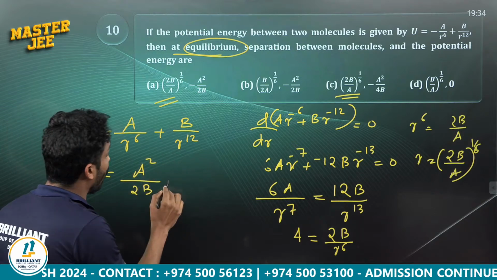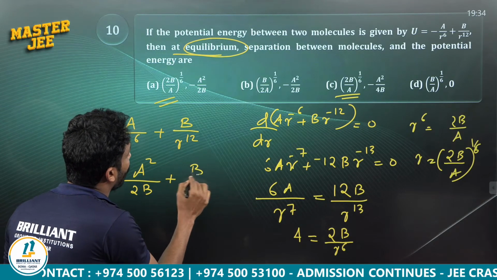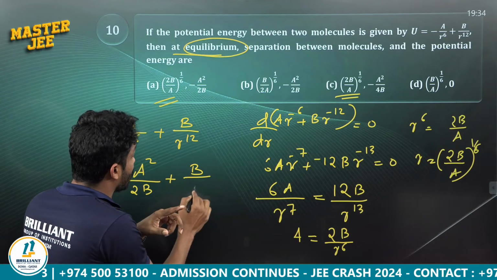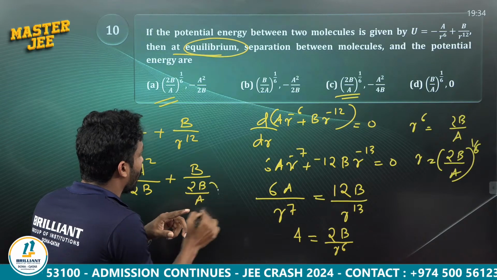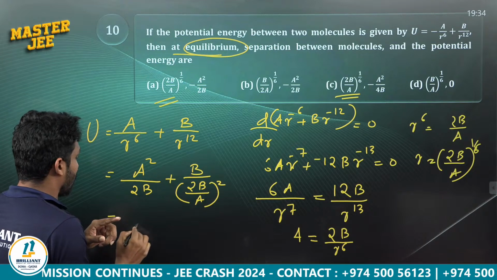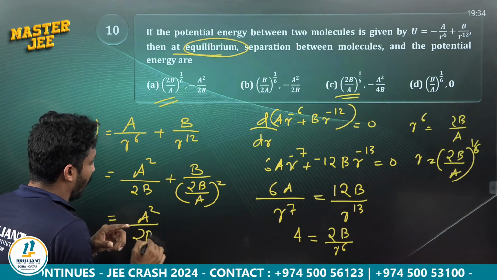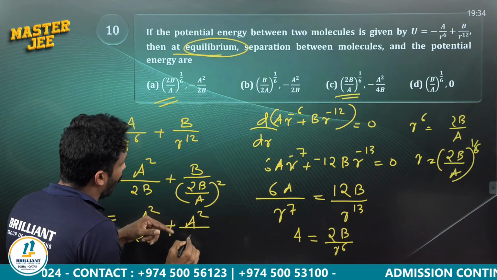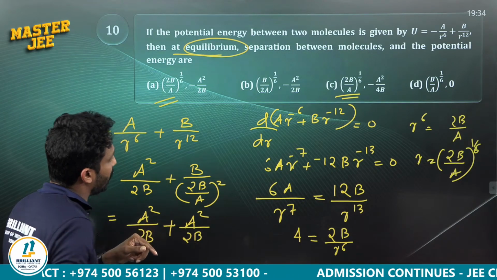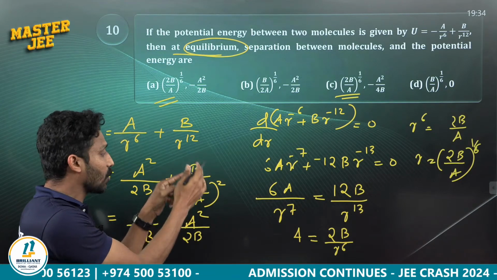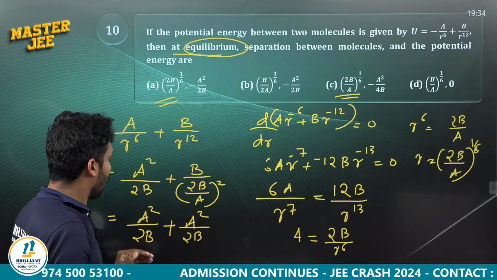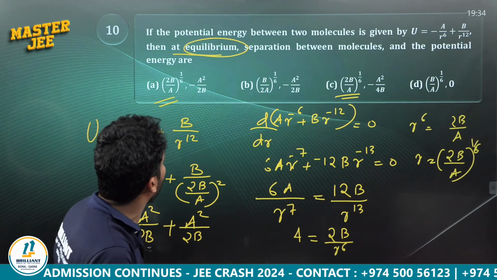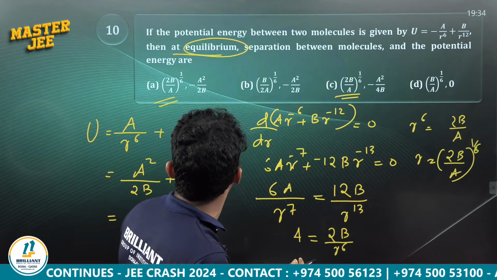That becomes A square plus B divided by R raised to 6 all raised to 2. R raised to 6 all raised to 2 is (2B by A) the square. So it is A square by 2B plus A square by 2B, and B square, one B will be cancelled. A square by 2B plus A square by 2B is A square by B. What is the answer?